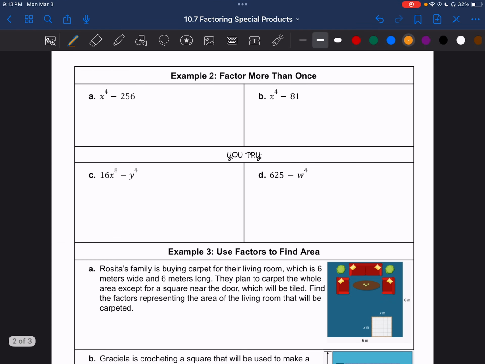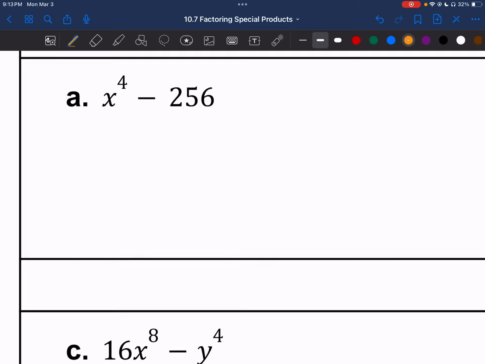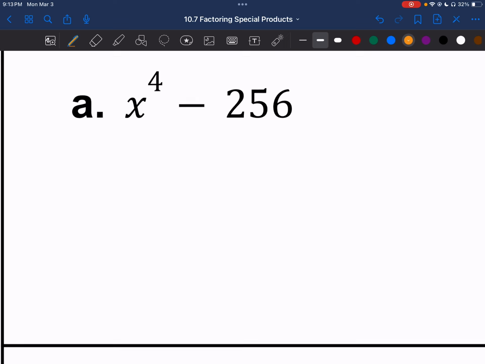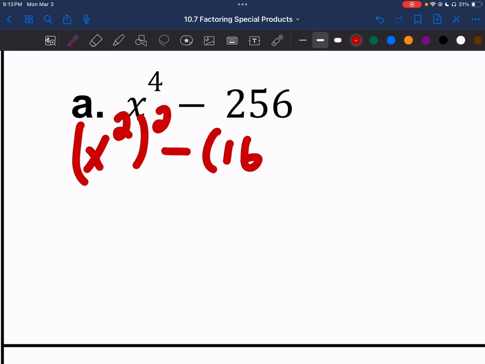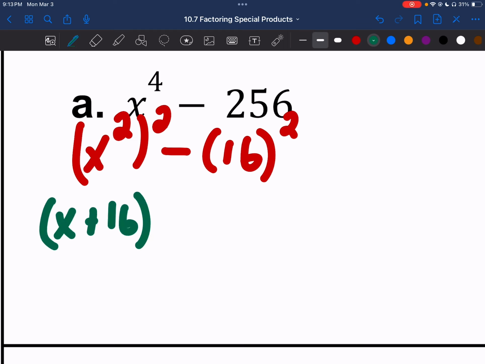All right, let's take a look at the next page. We're going to factor more than once for this one. So let's take a look at letter A. We've got x to the fourth minus 256. So I know x to the fourth is x squared being squared minus, well, 256, that's 16 squared. So when I rewrite that, I have (x squared plus 16)(x squared minus 16).